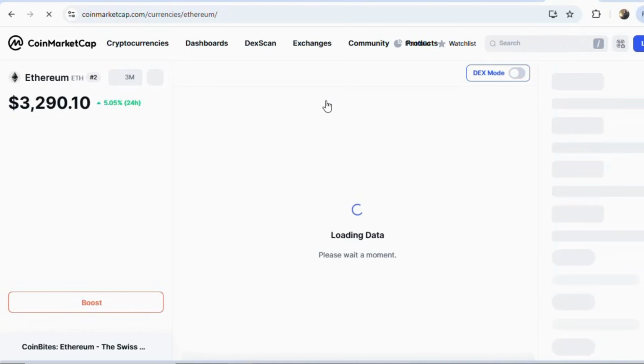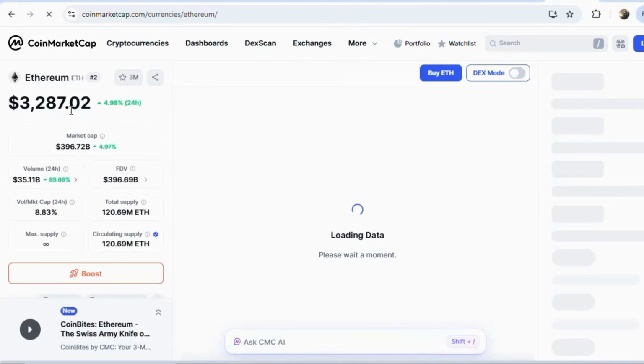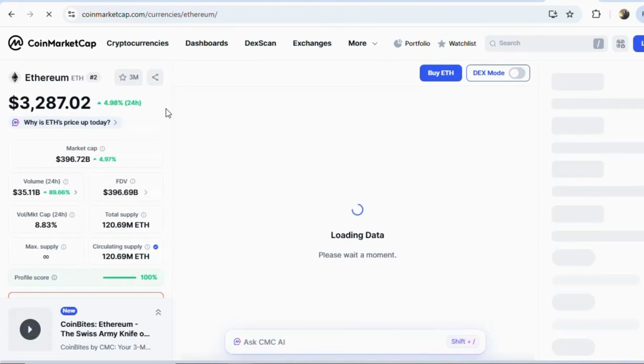Alright, so currently the page for Ethereum has opened on my computer, and you can see the price for one Ethereum right now is $3,290 for one single Ethereum. Now we are about to determine the price of Ethereum in the next 24 hours. First of all, I'm going to wait a little bit for the whole page to be completely loaded.